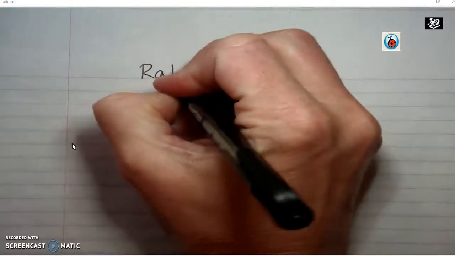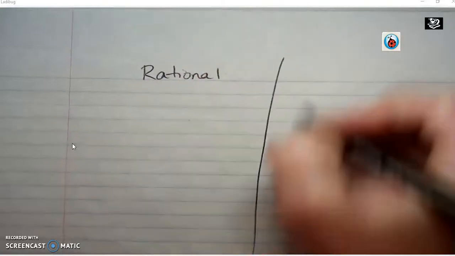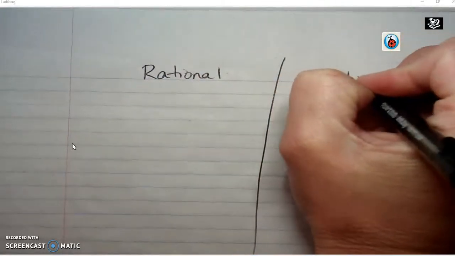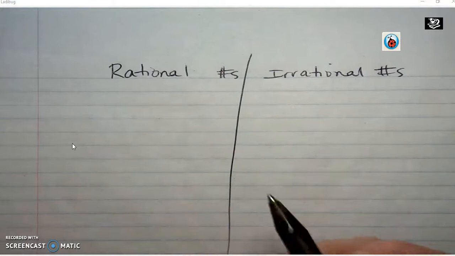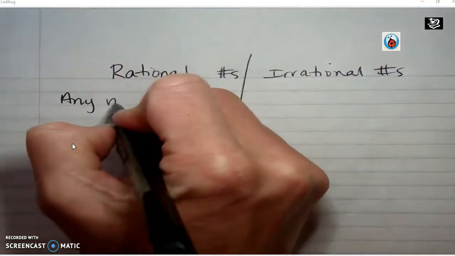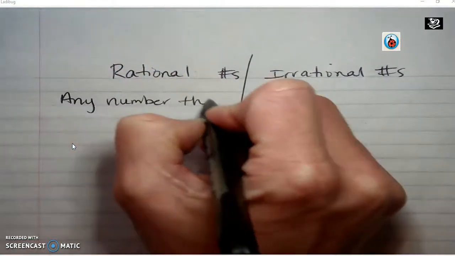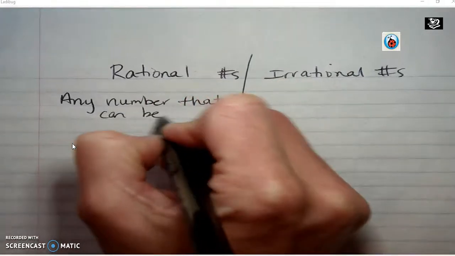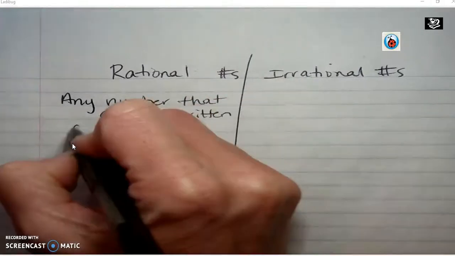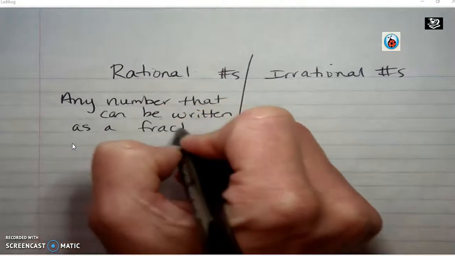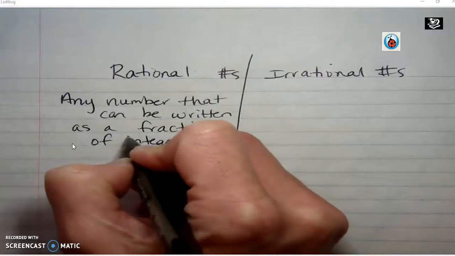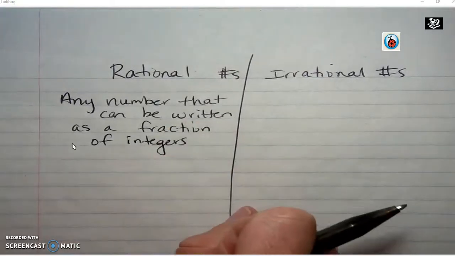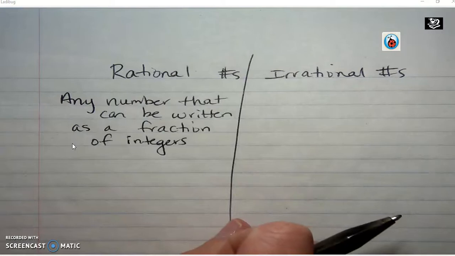Today we're going to talk about rational and irrational numbers. A rational number is any number that can be written as a fraction of integers. Remember, integers are whole numbers that are either positive or negative. Okay?